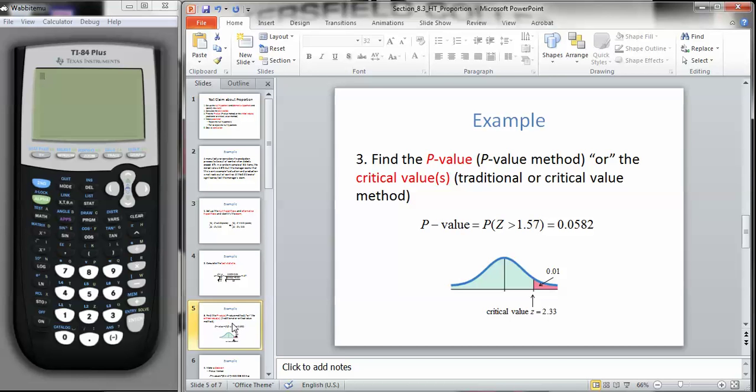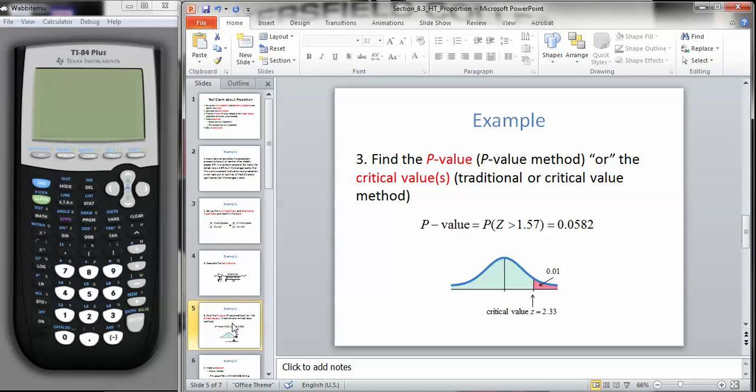The reason why we look for the area where z is greater than that test statistic is because this is a right-tailed test. And the reason why this is a right-tailed test is because under the alternative hypothesis, we have a greater than notation. If you're not sure why, go back to section 8.2's notes. So the p-value is 0.0582, and the critical value would be 2.33. Because this is a right-tailed test and the level of significance alpha is 0.01, 0.01 is the area on the right tail. Based on that, we can find the critical value z equals 2.33.